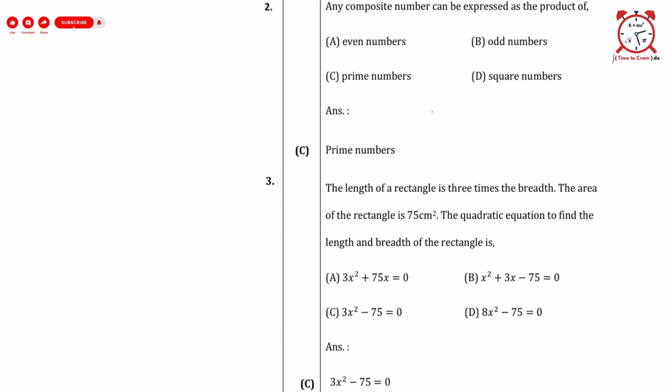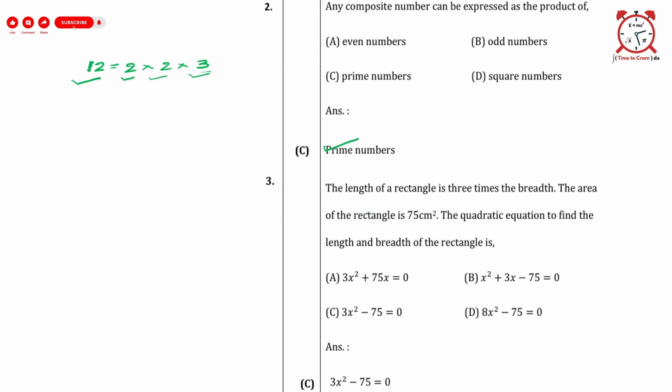Next question, any composite number can be expressed as the product of dash. Let us take one example of a composite number. So we can see that here 12 is the composite number, and it can be factorized as 2 multiplied by 2 multiplied by 3. So all are prime numbers. So our answer is prime numbers.